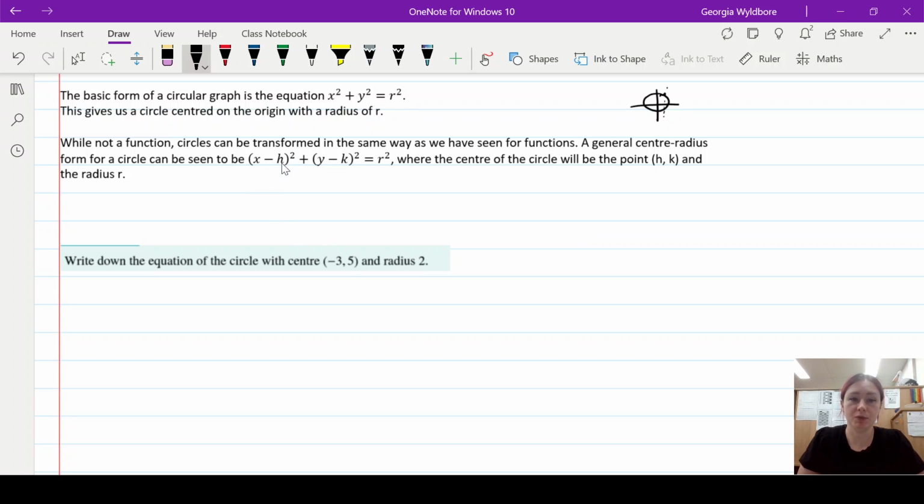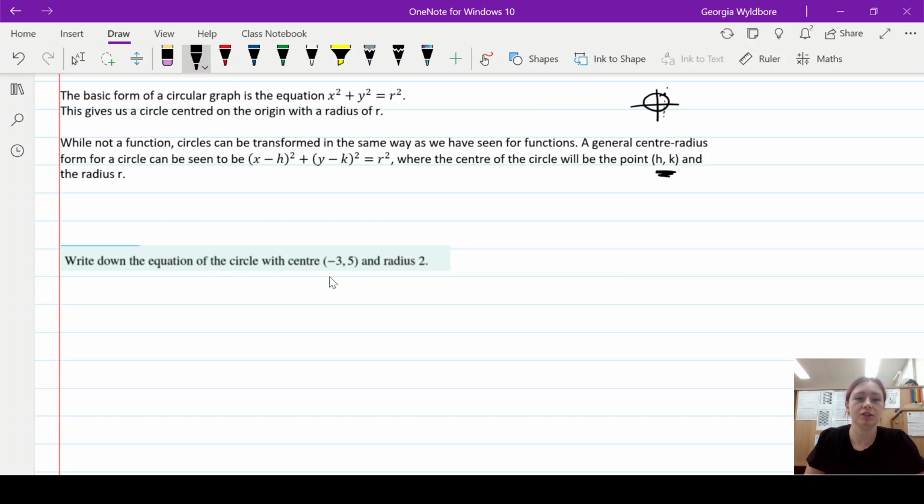So x is moved by h units left and right, y is moved by k units up and down. And r, there's no real dilation factor because the value of r is just actually telling us the radius. So as r changes, so does the size of the circle. The center of the circle is obviously going to be the point (h, k), how much it's been translated.